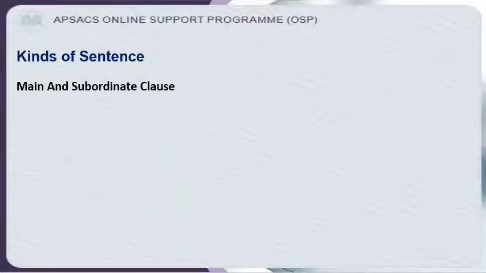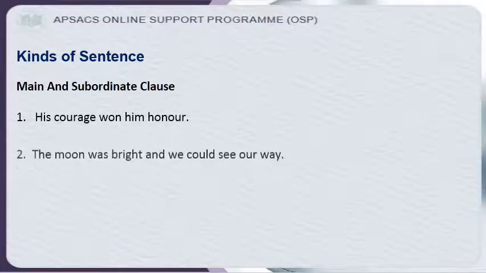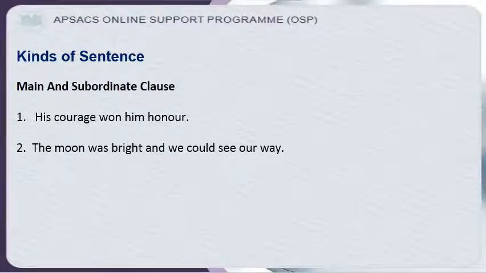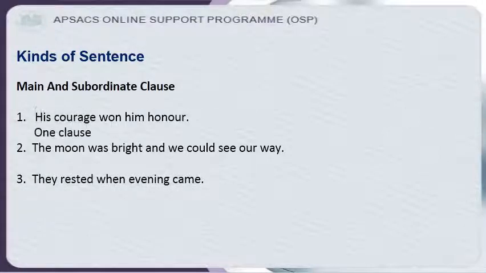So what are main and subordinate clauses? His courage won him honor. The moon was bright and we could see our way. They rested when evening came. Now look at the number of clauses these sentences contain. One clause, two clauses, and two clauses as well. Yes. But can you differentiate in sentences 2 and 3 which one is the main clause and which one is the subordinate clause? Let's elaborate.